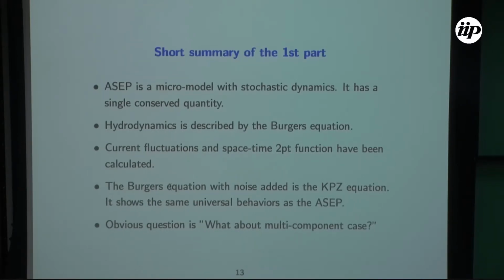Sorry. So this is the short summary of the first part. ASEP is a microscopic model with stochastic dynamics, which many of you may not like so much. And this has a single conserved quantity, so it is the easiest case. And the hydrodynamics is well known to be given by the Burgers equation. And we're interested in fluctuations and correlations. They can be studied microscopically, and they have been studied. And we could also see that if we add noise to the hydrodynamic equation, the Burgers equation, then we get the KPZ equation. And this can also be studied, and it shows the same universal behaviors as for ASEP. This is the situation for the single component case, right?